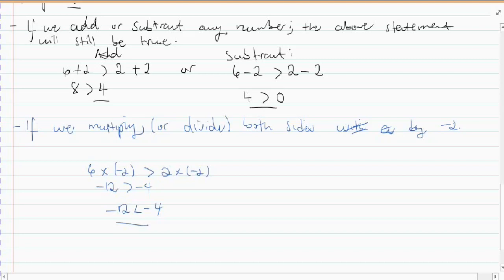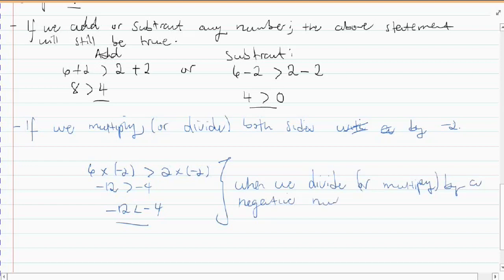So we're going to take this as a general rule: when we divide or multiply by a negative number, we reverse the inequality sign.